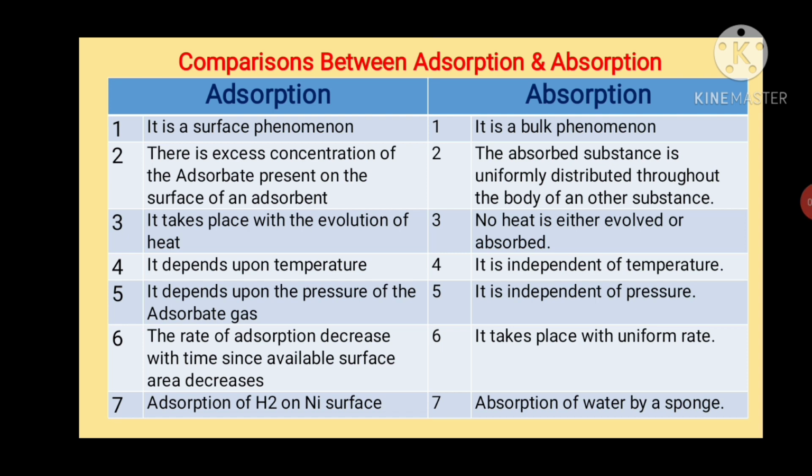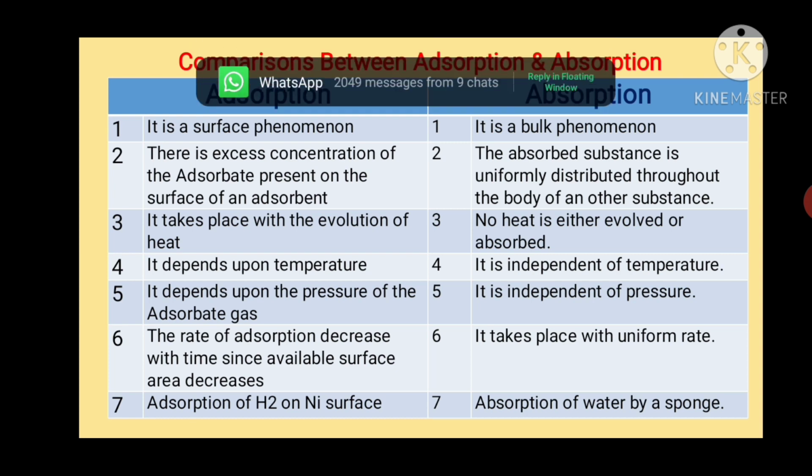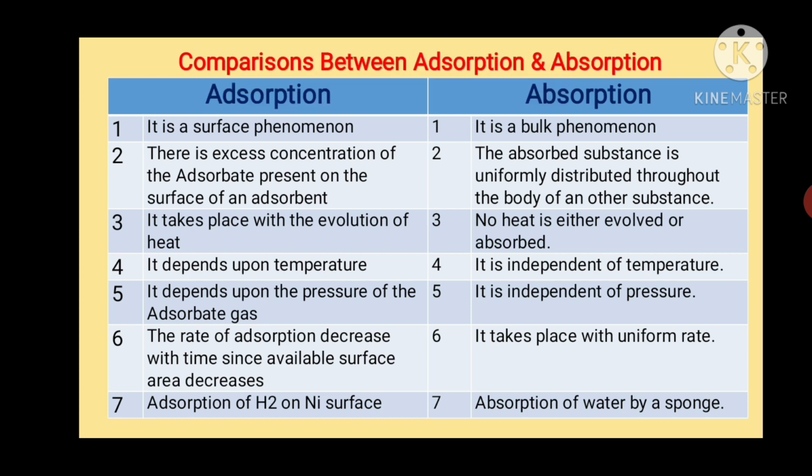Comparisons between adsorption and absorption. In adsorption, first point, it is a surface phenomenon. In absorption, it is a bulk phenomenon. In adsorption, second point, there is excess concentration of the adsorbate present on the surface of an adsorbent. In absorption, the absorbed substance is uniformly distributed throughout the body of another substance. In adsorption, it takes place with the evolution of heat. In absorption, no heat is either evolved or absorbed.